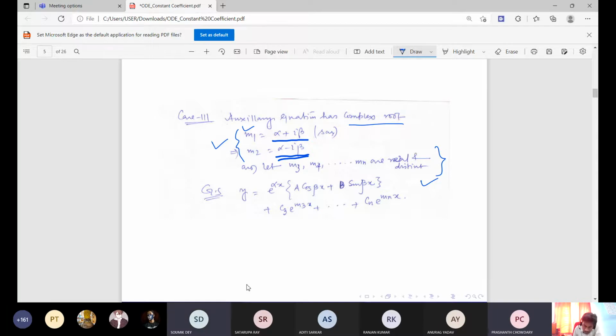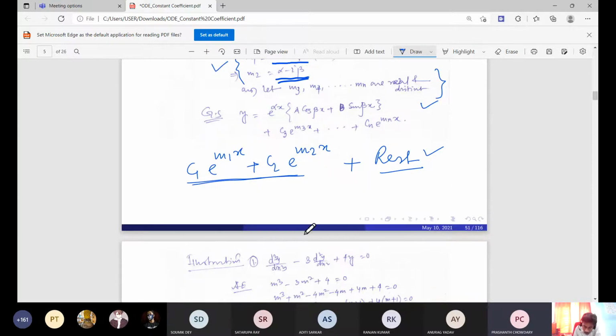So in this case also, the general solution will be C1 e to the power m1x plus C2 e to the power m2x. And the rest part is as it is, that we have discussed. Now m1 is alpha plus i beta. So if you substitute here, I will just work on this part only. The rest part I will not discuss anymore here.